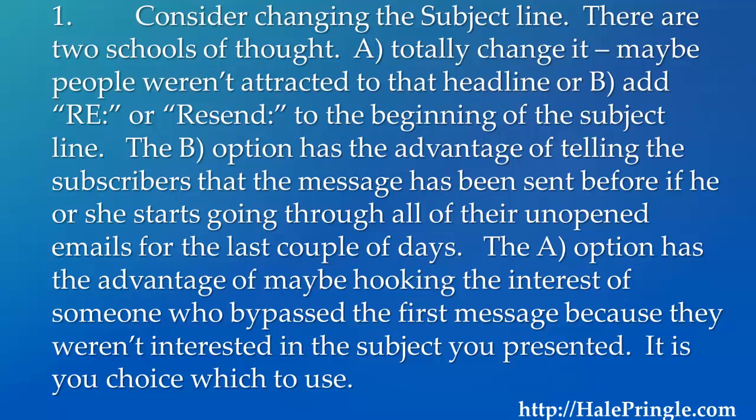Now, the B option has the advantage of telling the subscribers that the message has been sent before. So if he or she starts going through all of their unopened emails for the last couple of days, they might see the first one and the second one. Well, if it has "resend" on it, they know you've sent it twice. The A option has the advantage of maybe they just didn't like the subject line on the first one, and you've got a better subject line for them the second time.